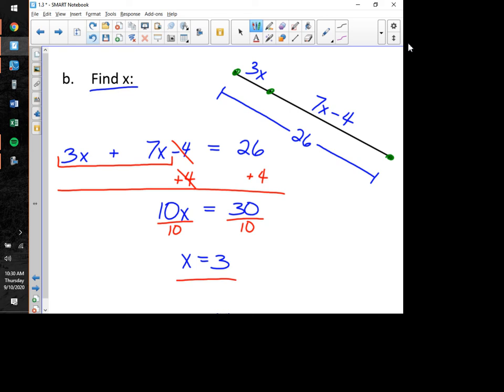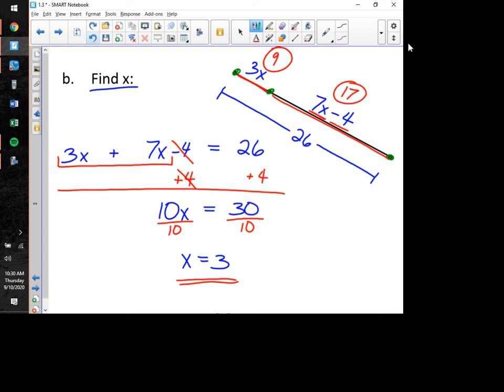So let's take just a moment and see what happens when we assume that we're correct, that x is 3, and we plug that 3 back into the original diagram. Right here, guys, this first little segment is 3x, which means 3 times 3, and that gets us a measurement of 9. Now that doesn't tell us anything, but I got to keep going. How about the second little segment, 7x minus 4? So again, we believe that x is 3. So 7 times 3 is 21, and 21 minus 4 is going to get us 17.